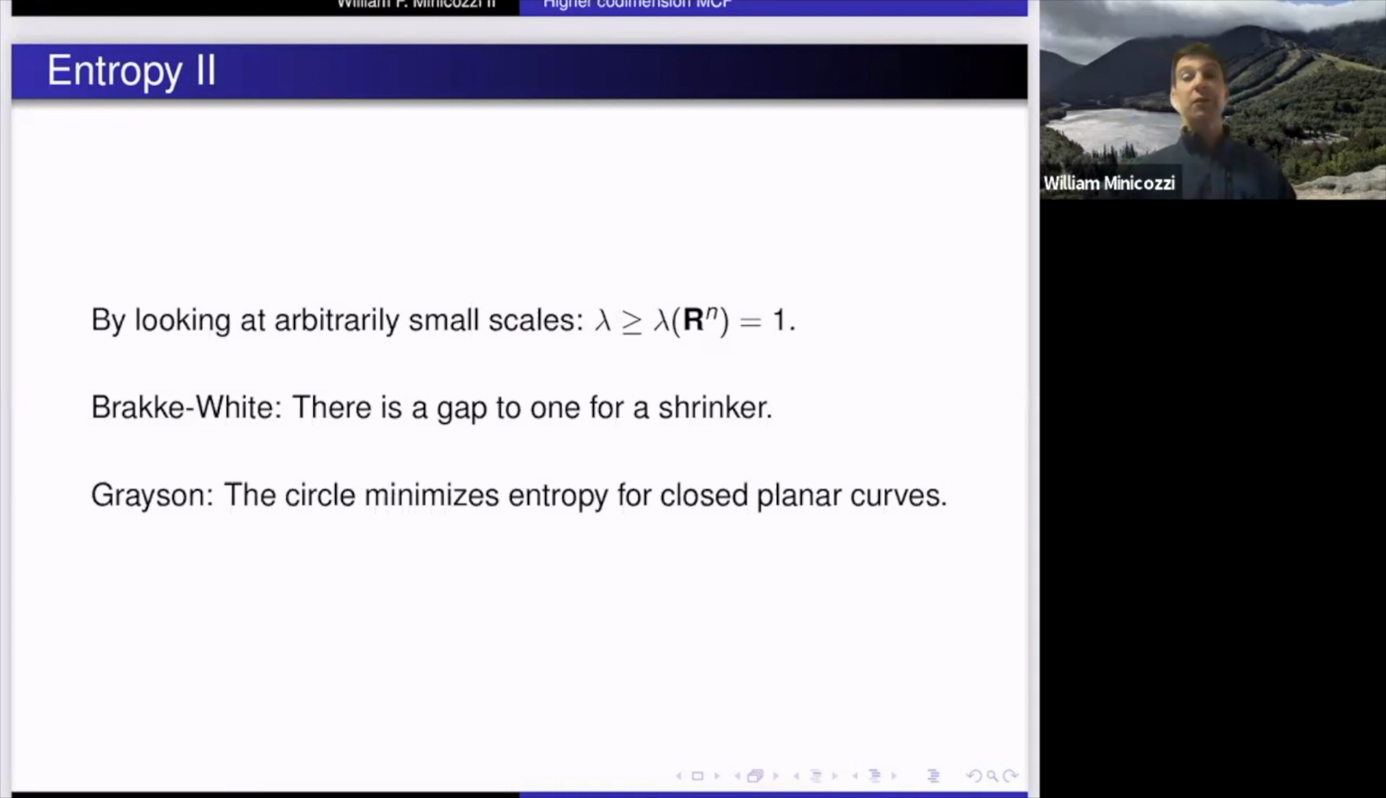It turns out it's the circle. This is something that should be able to be done by very elementary methods, but I haven't been able to find an elementary proof. The proof that I know proceeds by mean curvature flow.